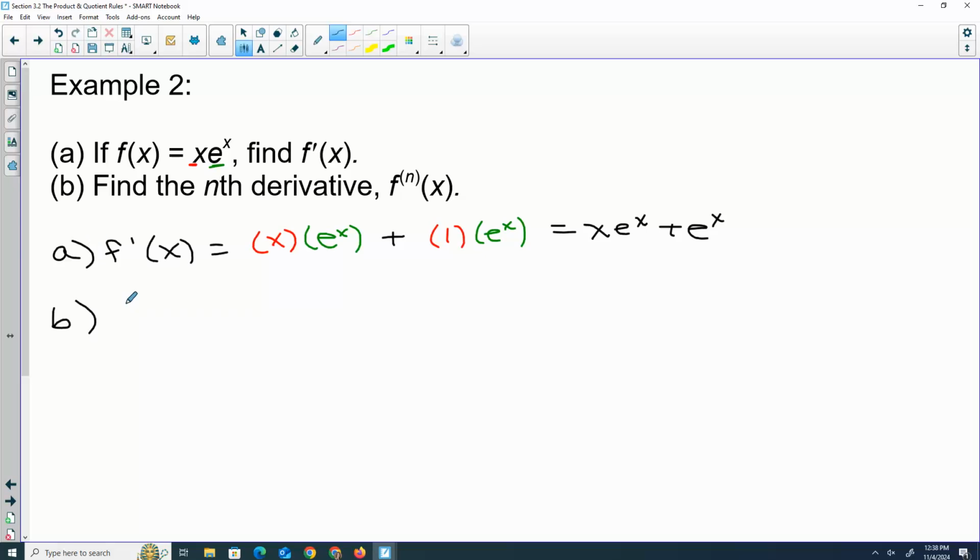All right, now find the nth derivative. I want to see if we can come up with a pattern. We just found the first derivative. Let's do the second one. Wait, let me guess. There's more e to the x. I bet you're on to something. I bet there's 3. We know that we have to do each of these derivatives, right? We have to do the derivative of each term. So the first term, what's the derivative of x e to the x?